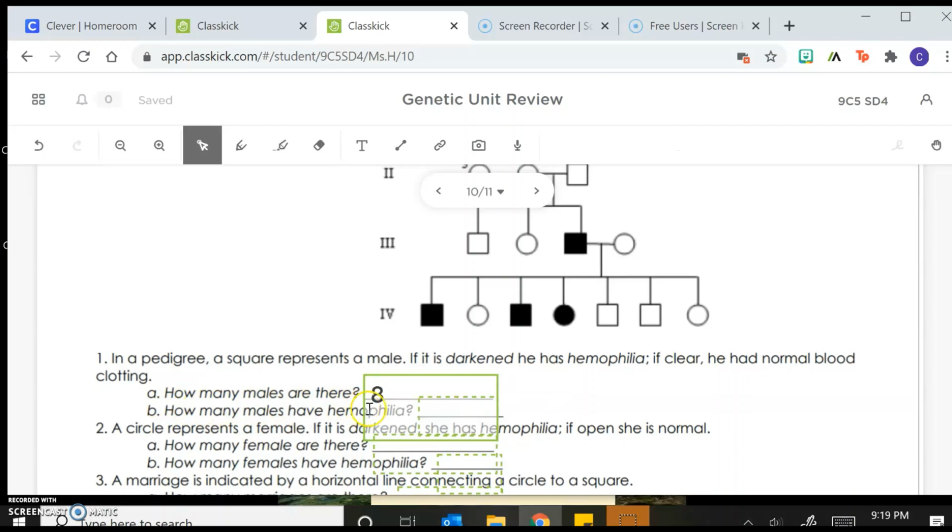So now it says how many males have hemophilia. Well, this tells me that if it's darkened, he has hemophilia, and I'm looking for men. So I'm looking for shaded in squares. 1, 2, 3.